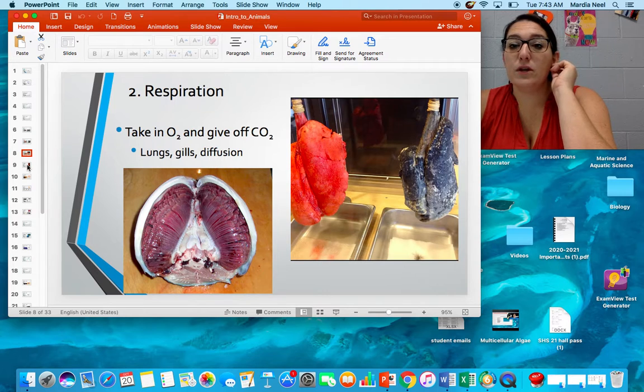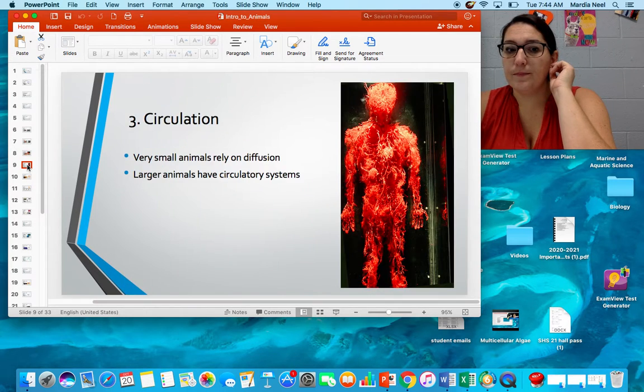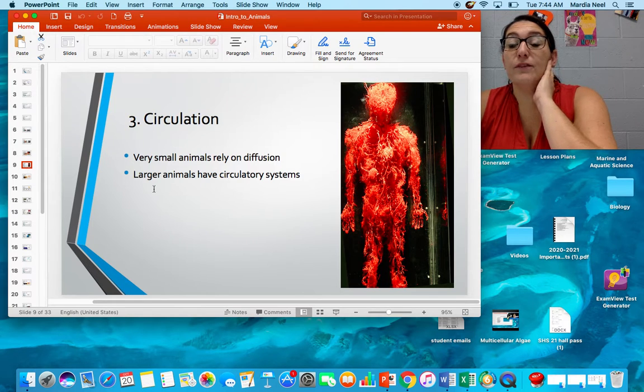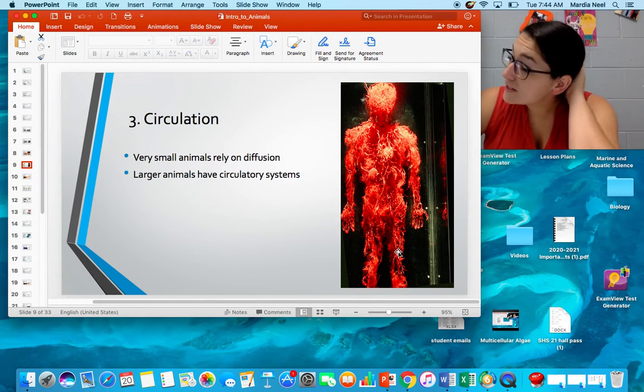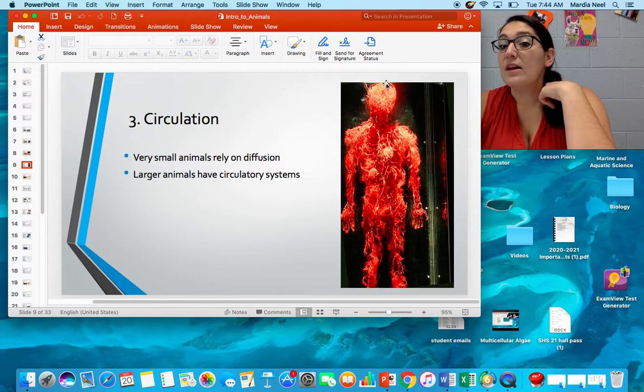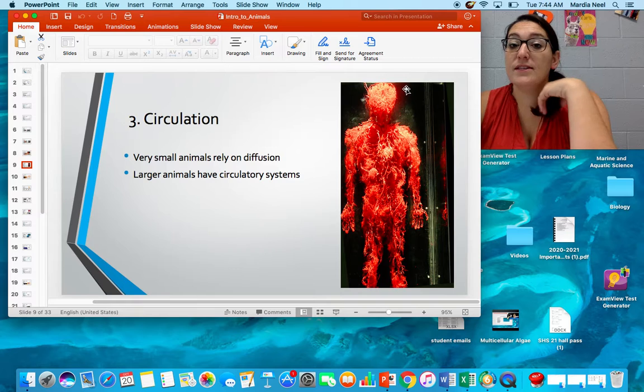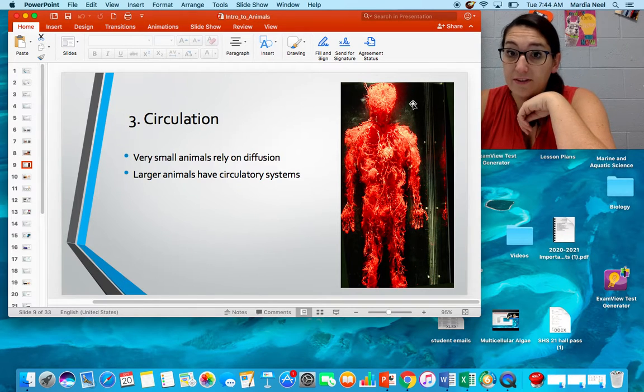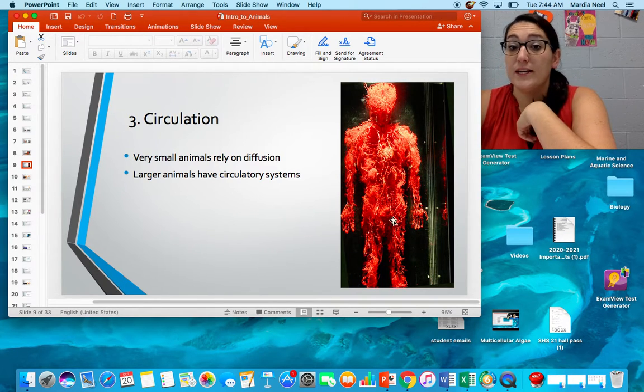And then some animals also use diffusion. You have to be able to circulate. So if you're very small, you can rely on diffusion. If you're big, you have circulatory systems. To the right is the circulatory system in a human. So what's been done is it's been plasticized, and then all of the other body systems have been removed. So this is an actual human that was once alive, and this is what our circulatory system looks like inside our bodies.